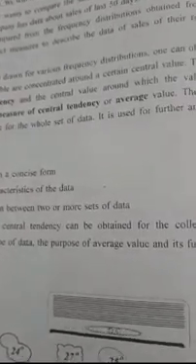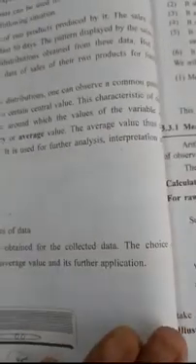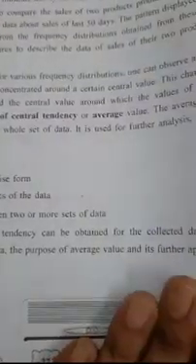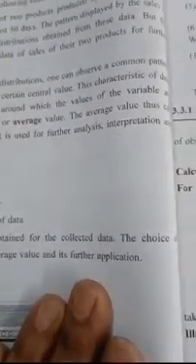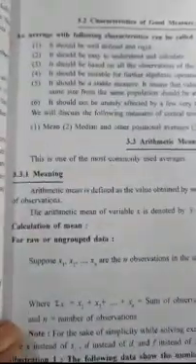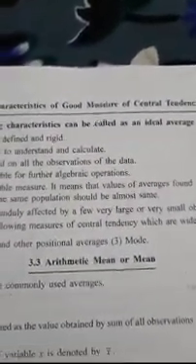Different measures of central tendency can be obtained for the collected data. For each and every data, we can find the central tendency value. The choice of the average depends upon the type of data, the purpose of the value, and its further application. Coming to the next one, that is characteristics of a good measure of central tendency.